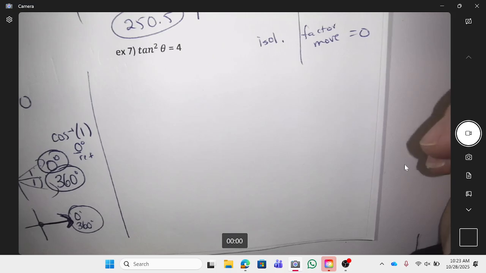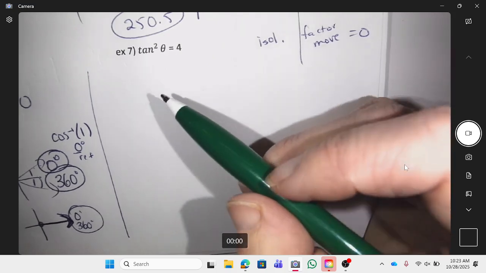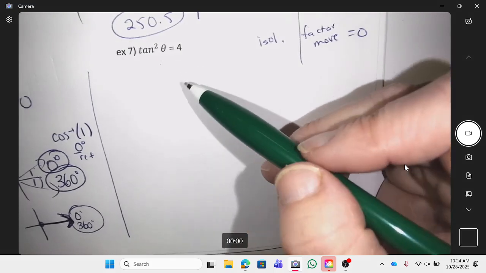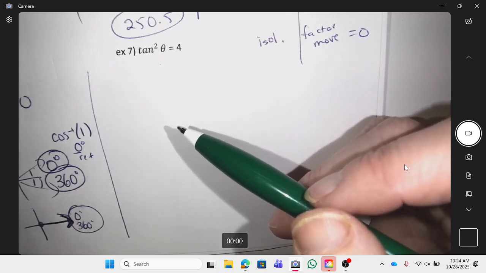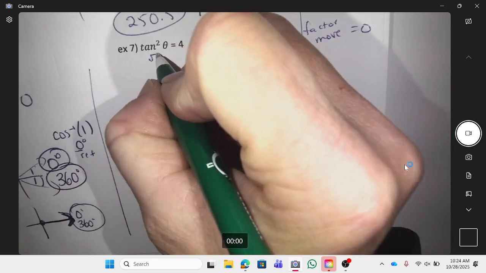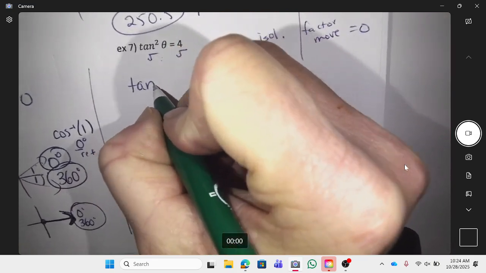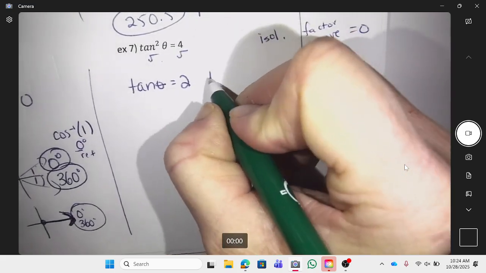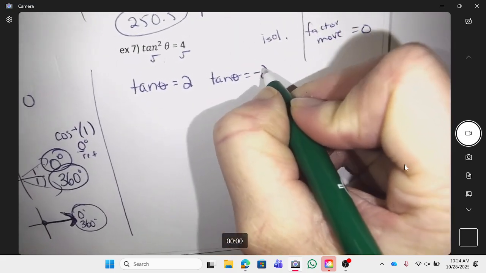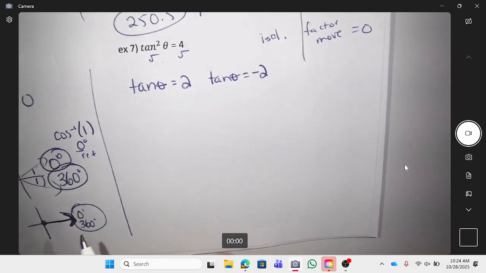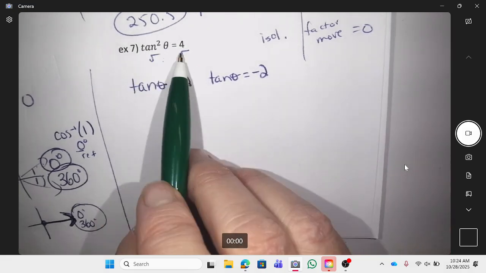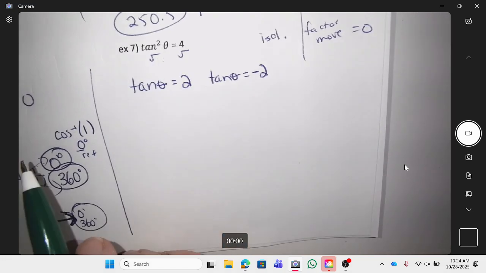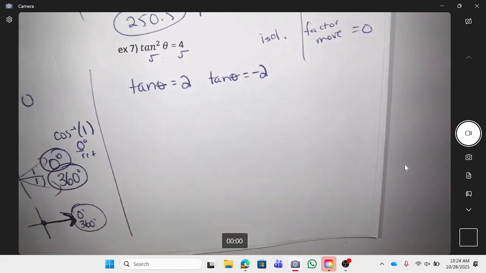Okay, so here's the important thing. What squares to make 4? Plus or minus 2. So if we think about that, we can say tan theta equals 2, tan theta equals negative 2, because plus or the minus when you can square something. If you had factored it, you would have had a difference of squares over there, right? X plus 2, x minus 2, like that kind of idea, right?